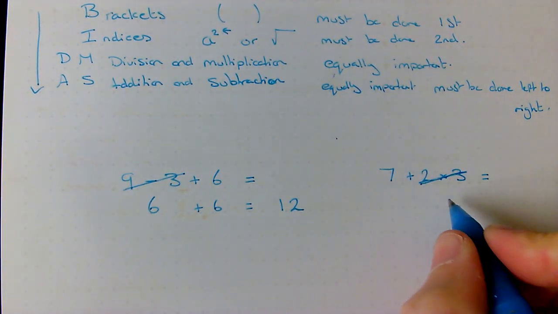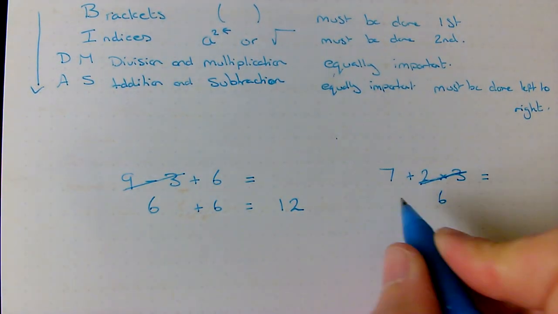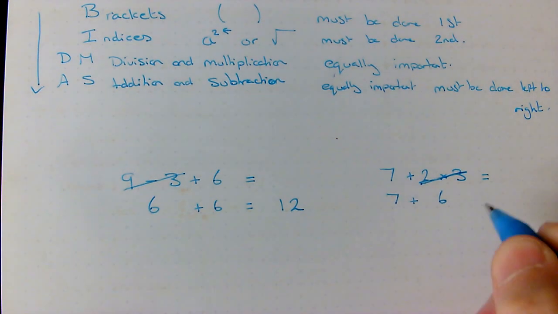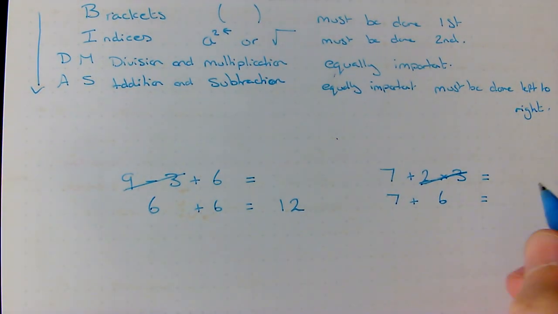Okay, so that is 2 times 3 is 6. The 7 and the plus I've not used, so I bring them down. 7 plus 6 is 13. Okay, well, let's have a look now when things get just a little bit more complicated again.